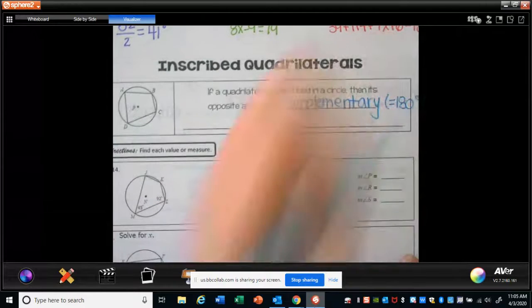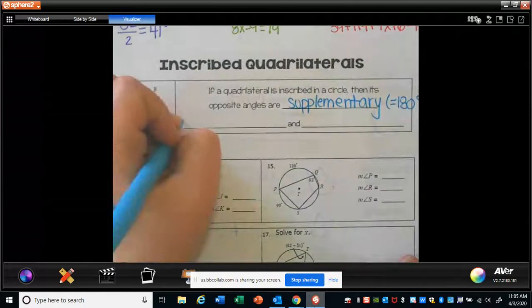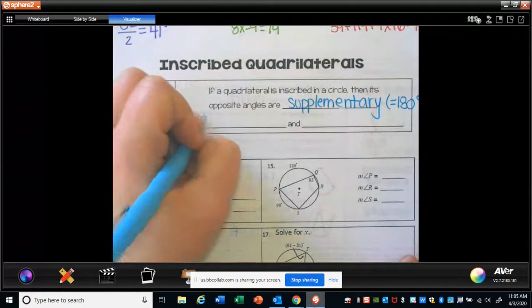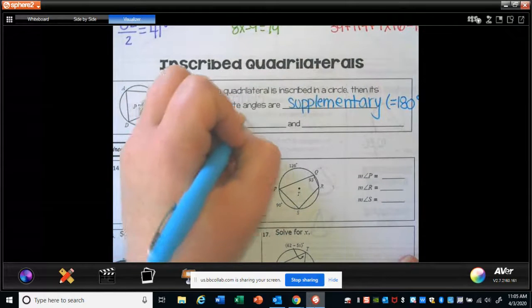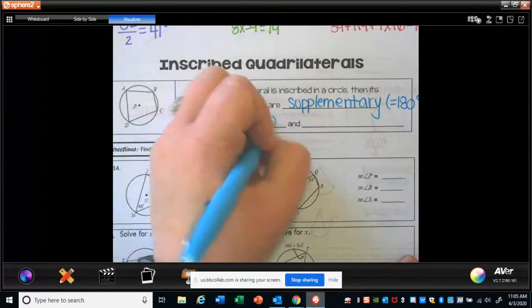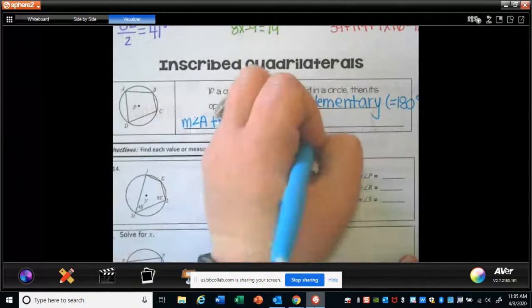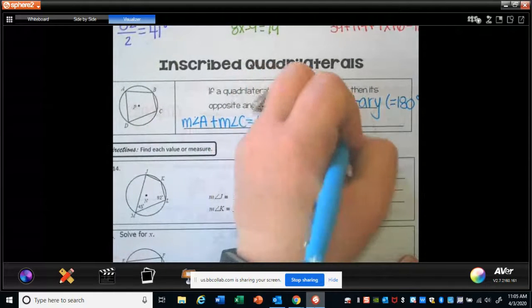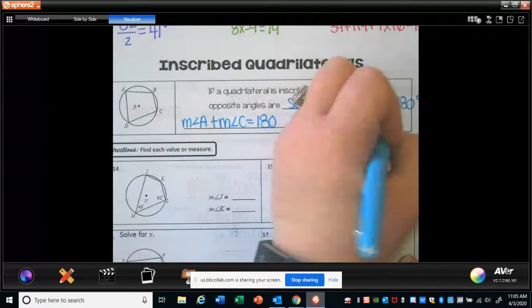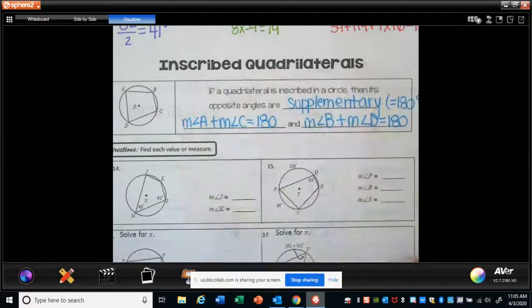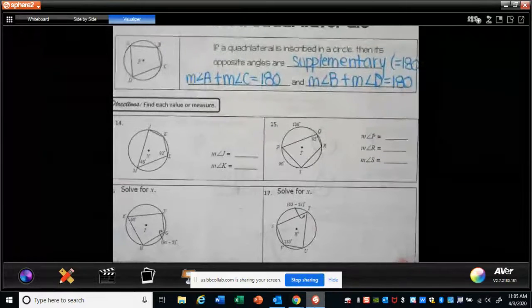So my 2 pairs of opposite angles are going to be angle A and C. So the measure of angle A plus the measure of angle C is going to give me 180. And then the measure of angle B plus the measure of angle D is also going to give me 180. All right, so let's look at these examples.